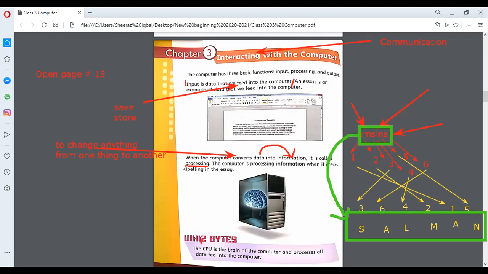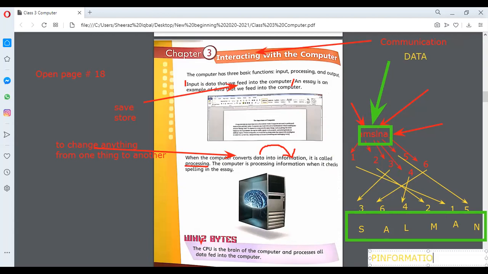Okay, let me write it down. The first thing we have is data. This is data. Let me write it here. It's data. And what else do we have? This one is the information. So data is converted into the information. In this way, data is converted into information. Okay, Khuzaima.